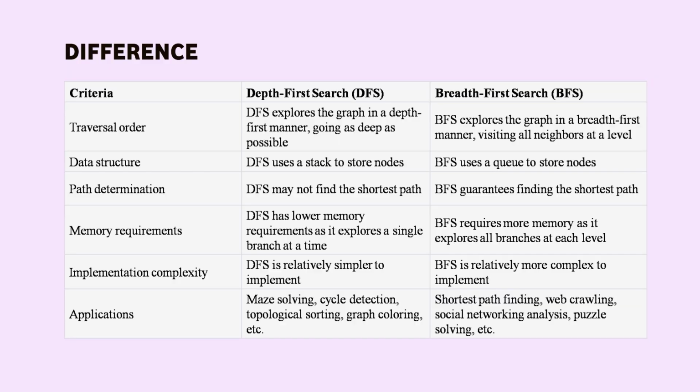Another is the data structure. We have already discussed that the data structure used in depth first search is a stack, and in the breadth first search it is a queue data structure. Path determination: DFS may not always find the shortest path, but breadth first search guarantees finding the shortest path. This is one difference between them. DFS has a lower memory requirement as it explores a single branch at a time. BFS requires more memory because it explores all branches at each level.